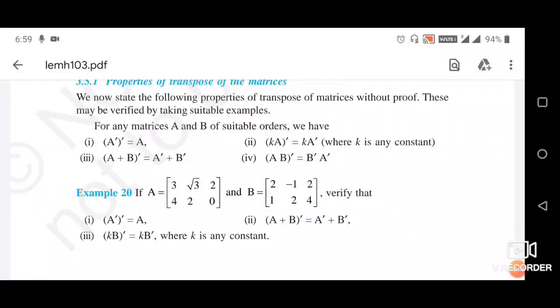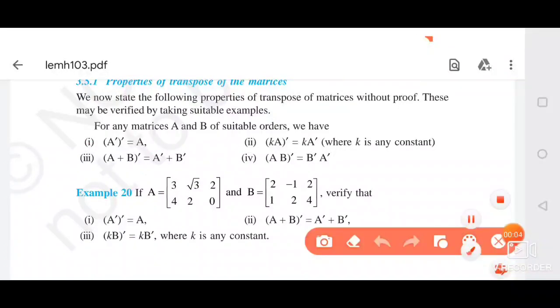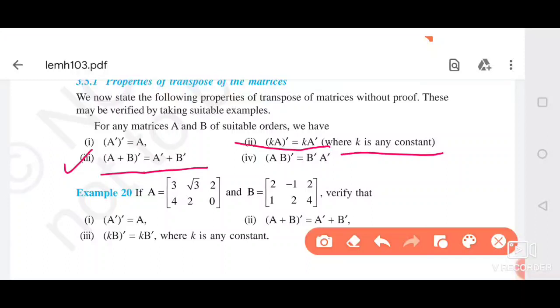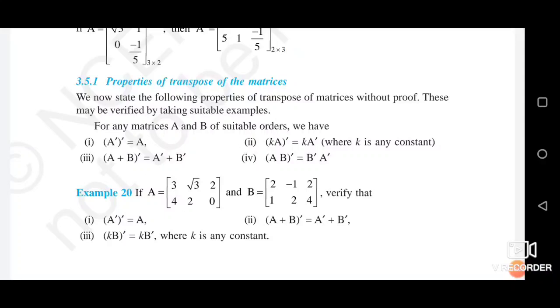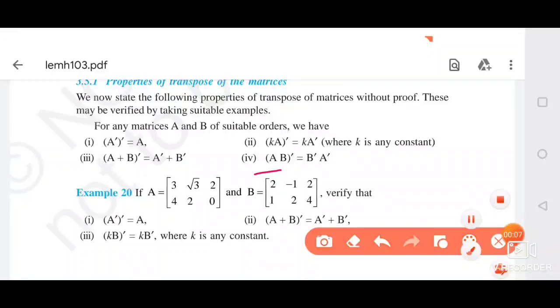The next property is KA whole transpose is equal to K A transpose, where K is any constant. Property number 3 is A plus B whole transpose is equal to A transpose plus B transpose. Property 4 is AB whole transpose is equal to B transpose into A transpose. So it is very important. Whenever AB whole transpose is given, it will be equal to B transpose into A transpose.